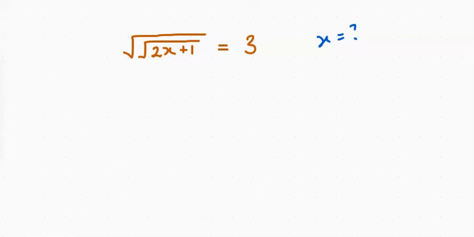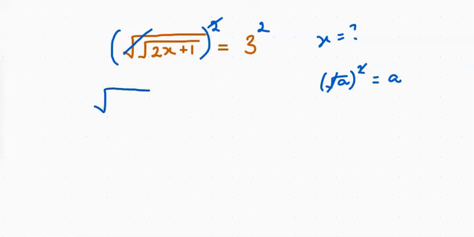So let's start. The first thing we'll do here is to square both sides of this equation, right? So we're going to square this and equally square the right hand side. As we know, for example, the square root of a raised to the power of 2 is equal to a, because squaring cancels the square root, right? But here we have two square root signs, so this square will cancel the first square root. So here we are left with the square root of 2x plus 1, right? Which is equal to, from the right hand side, 3 squared is 9.